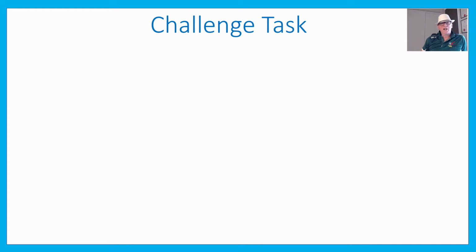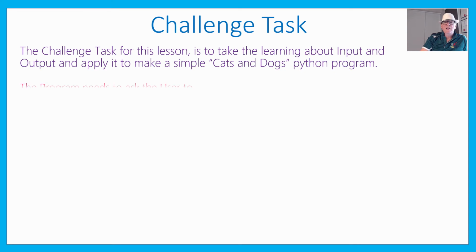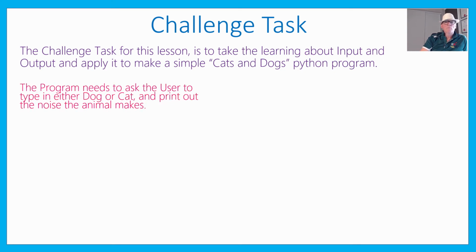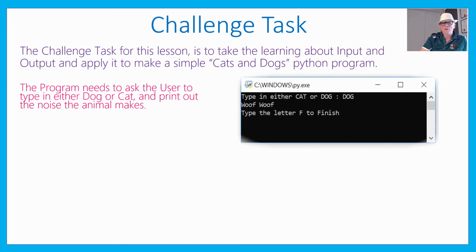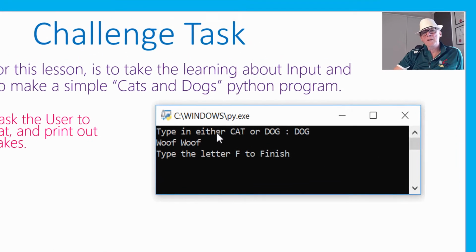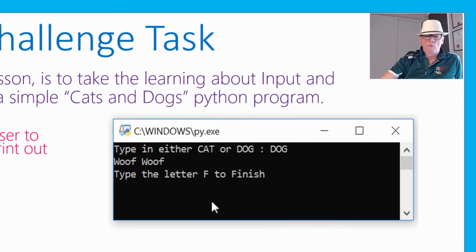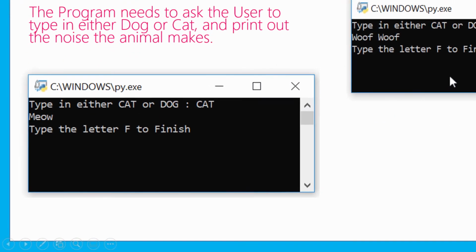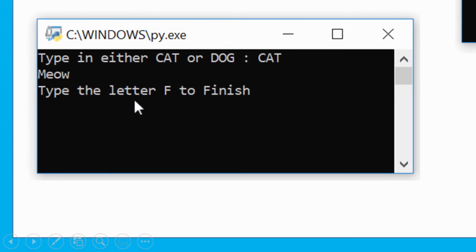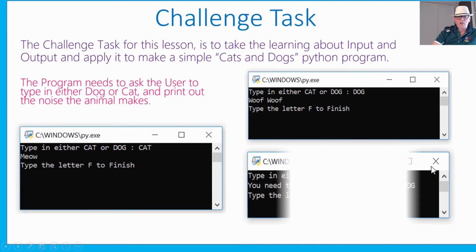There will be a challenge task. All of our lessons have challenge tasks, and the challenge task for this one is to make a little cats and dogs program. So the user's either going to type in dog or cat, and the program, Python, will cleverly figure out what noise it makes. It'll ask them to type in either cat or dog in uppercase big letters. If they type in dog, it's going to say woof woof. And if they type in cat, it's going to say meow, and type the letter F to finish. We'll show you that little trick later.